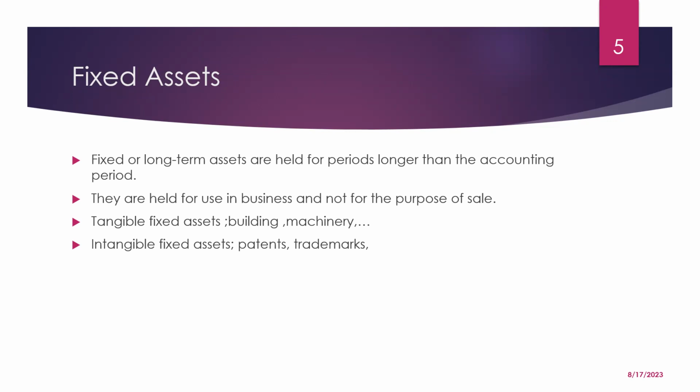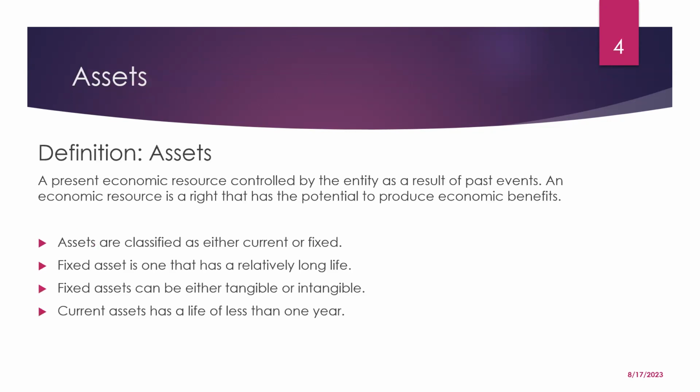So an asset is always a present economic resource that is controlled by the entity as a result of a past event. It should be generated as a result of a past event, and that should be controlled. That should be present, and there should be an economic resource that should generate economic benefits to the owners and for the people who are using that. So that is identified as an asset, and assets can generally be classified into two types. The first one is the current asset. The second one is the fixed asset.